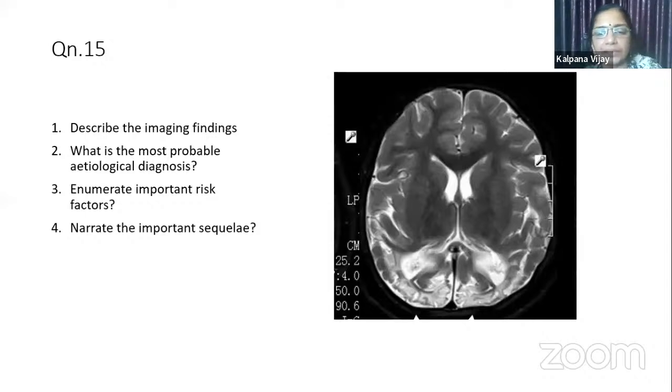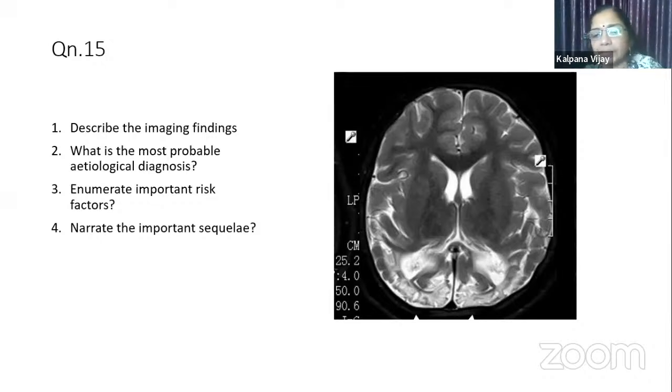For all these conditions, you have to check the blood sugar level regularly. Otherwise, this will happen. You can be baby friendly, but at the same time, you have to see that the child is feeding and the child is active. If it is a very active crying baby, you can be happy. But if the child is very encephalopathic, or very irritable and not feeding at all, you have to be careful. So what are the important sequelae?